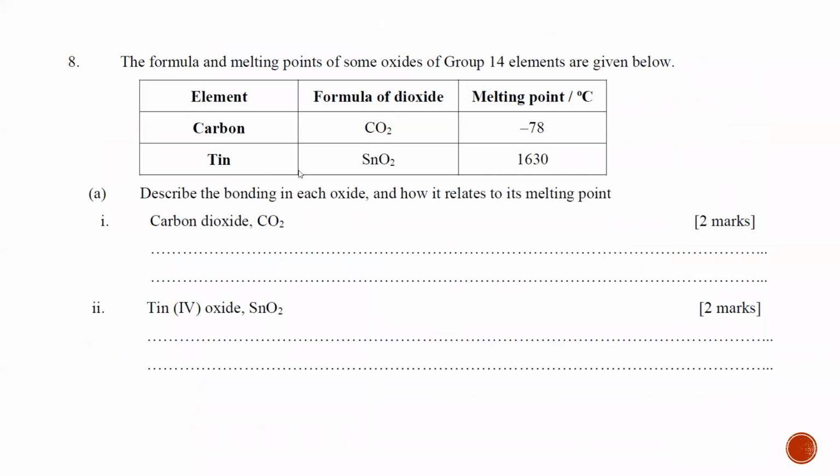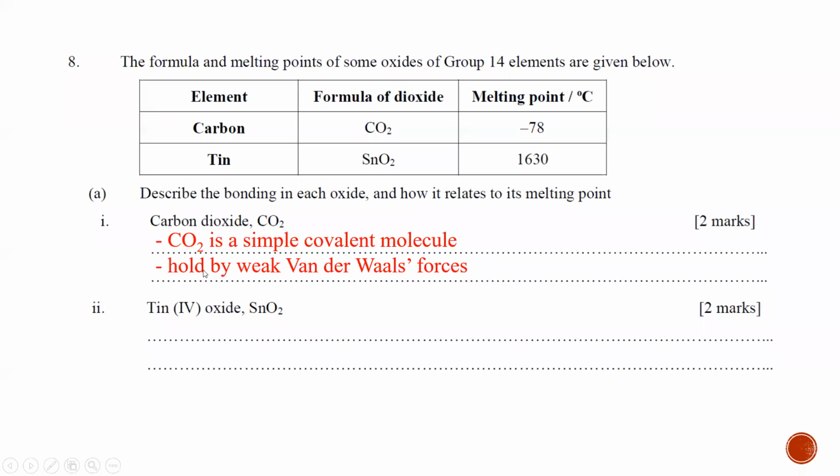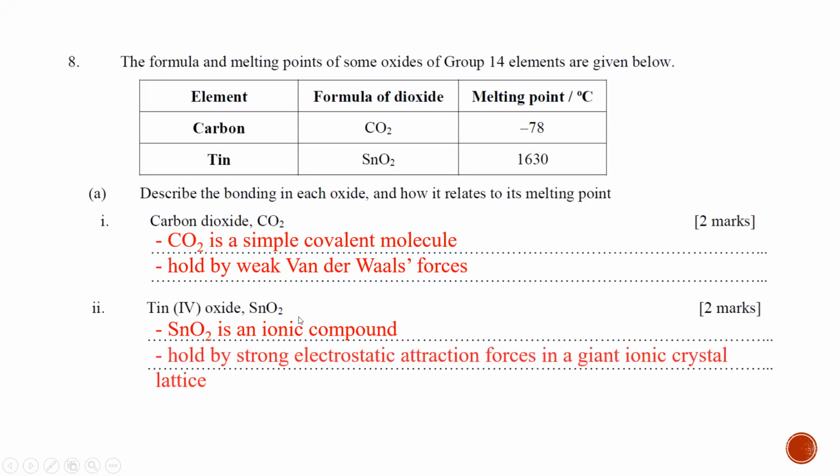The formulae and melting points of some oxides of group 14 are given below. You have carbon, CO2, which is -78, and then tin, SnO2, is 1630. Describe the bonding in each oxide and how it is related to its melting point. So carbon dioxide is a simple covalent molecule held by weak van der Waals forces, while tin(IV) oxide is a giant ionic crystal lattice. It's an ionic compound held by strong electrostatic attraction forces in a giant ionic crystal lattice structure. So that is why it exhibits a very, very high melting point.